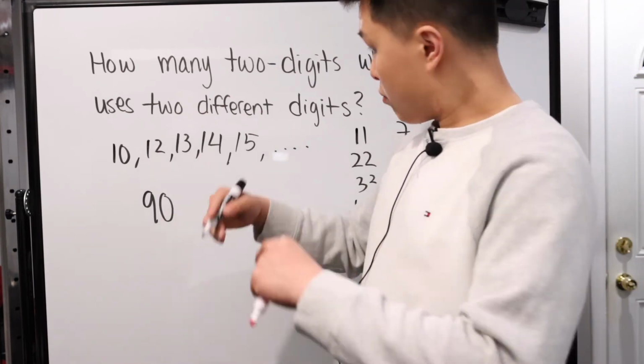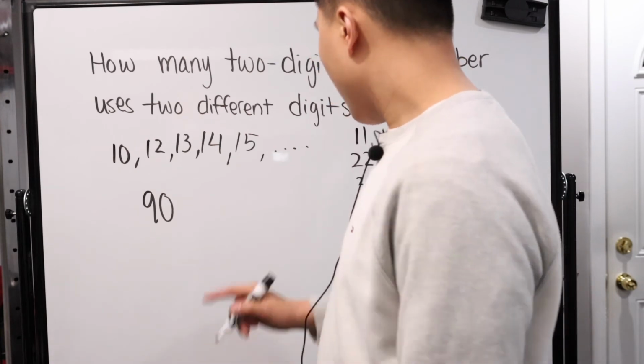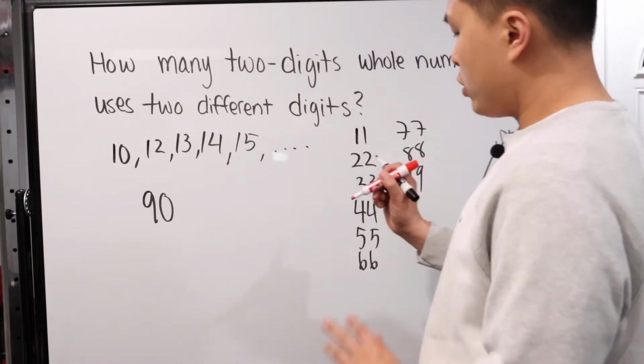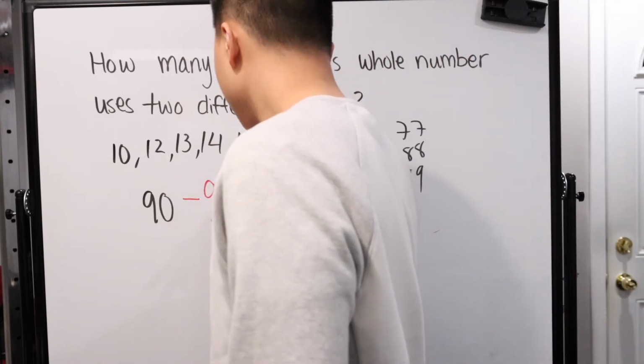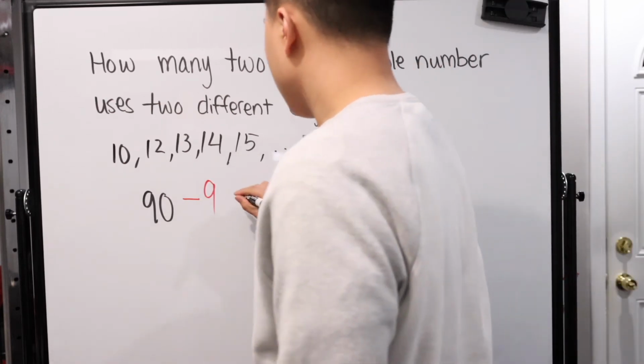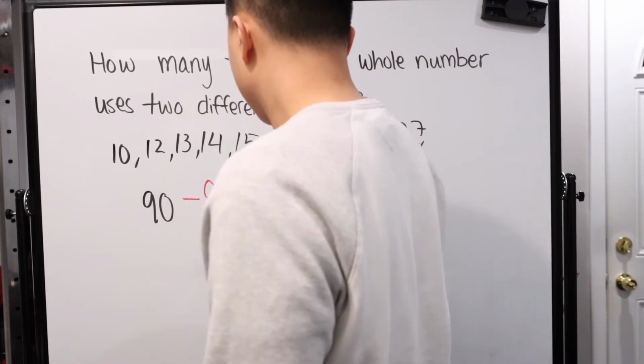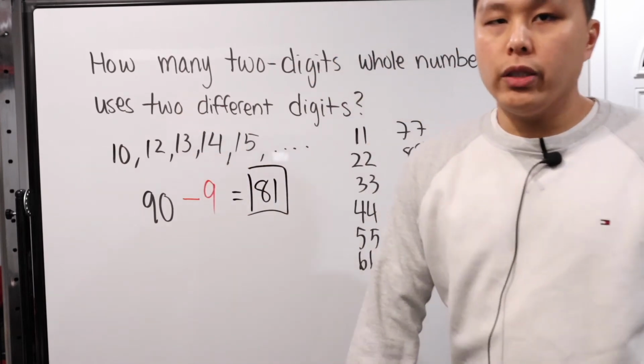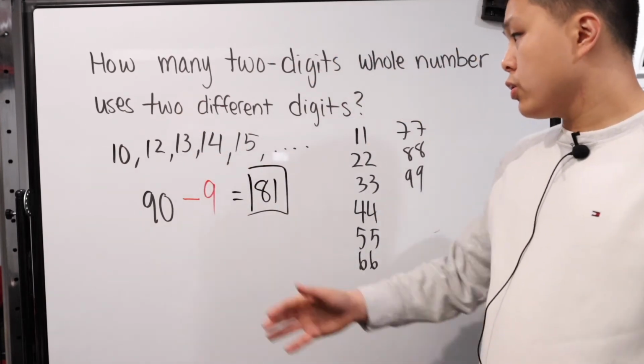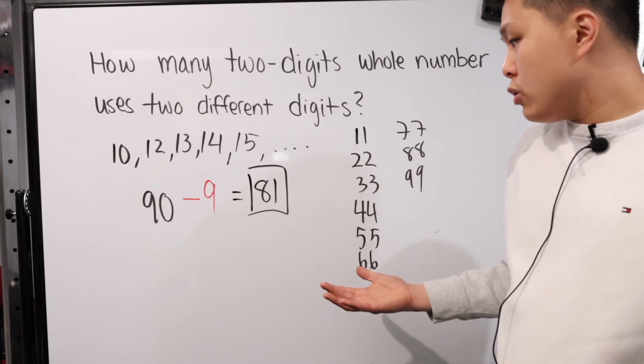So total, I guess you could say, possible 2-digit numbers minus all the ones we don't want, which is going to be minus 9 based on these guys. And just like that, boom. That is our answer. Plain and simple. And of course you guys can count if you want, but why would you do that when this can save you so much more time?